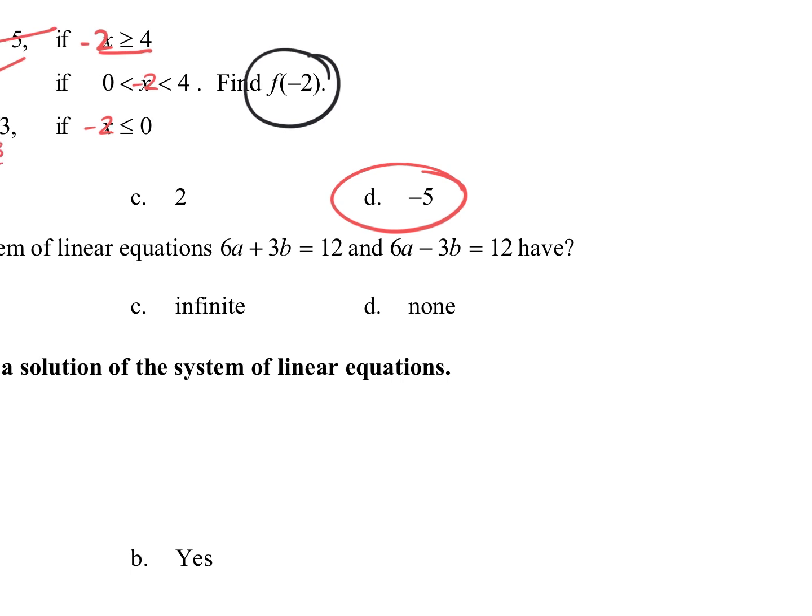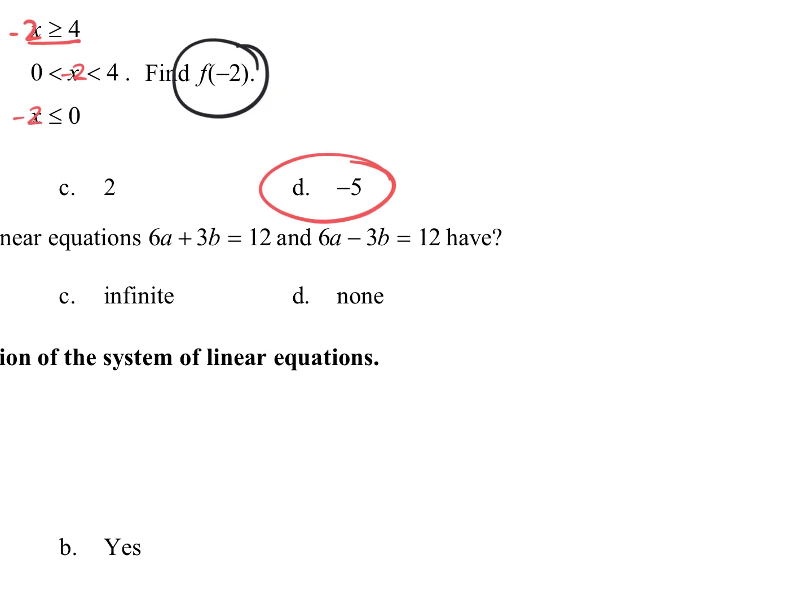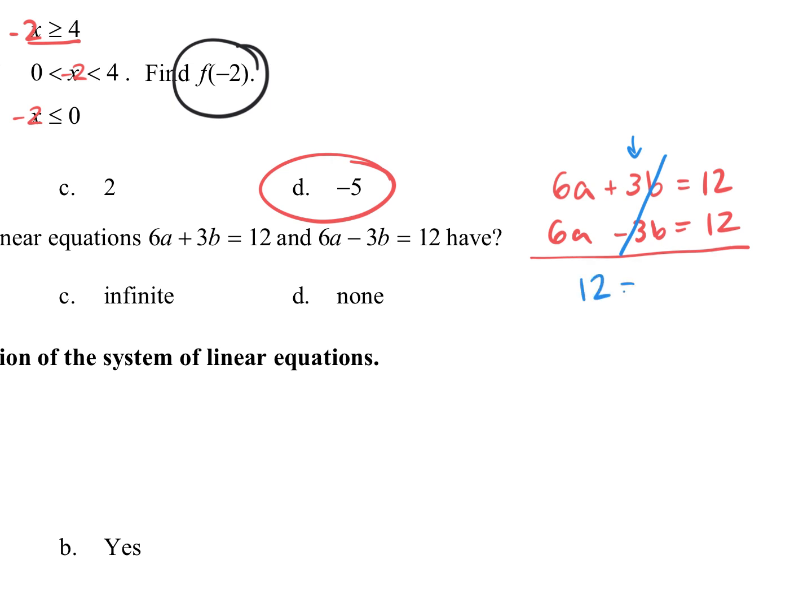For the next one, number 2. It says, how many solutions do we have? Let's find them. Let's line up our equations. We have 6a plus 3b is equal to 12, and 6a minus 3b is equal to 12. We can combine these equations by elimination because the b's are already the same but opposite, so those will eliminate. What's 6a plus 6a? 12a. And 12a is equal to 12 plus 12, which is 24. To solve for a, we divide by 12.